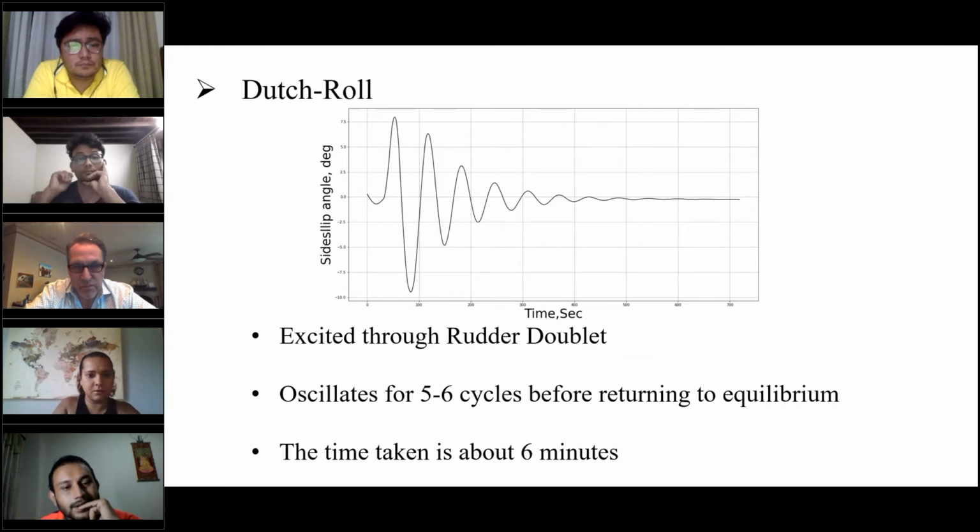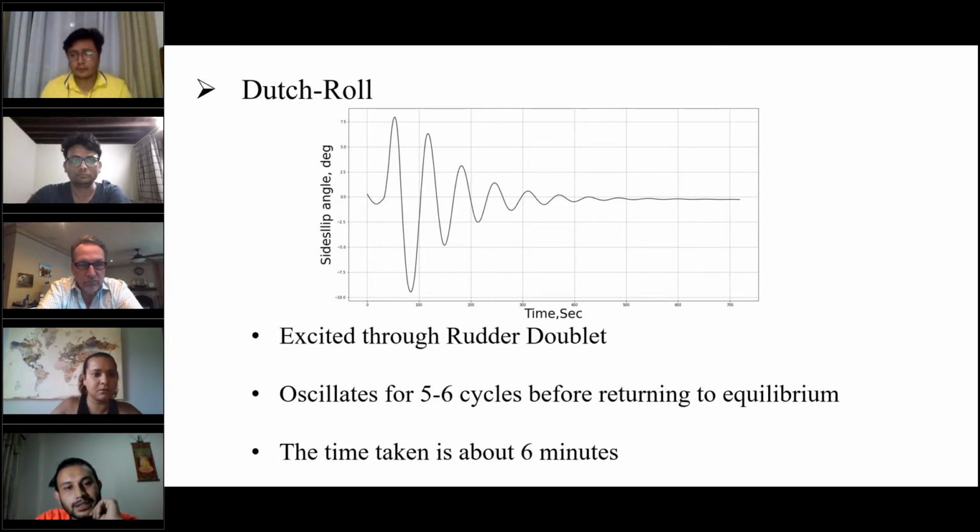This curve shows the Dutch roll tendency of the aircraft, the sideslip angle variation with time. The Dutch roll mode is excited through a rudder doublet input through the control stick. When left for Dutch roll oscillation, the aircraft oscillated about 5 to 6 cycles over 6 minutes before returning to equilibrium. After that, it returned to 0 sideslip angle. So that's all for stability analysis.